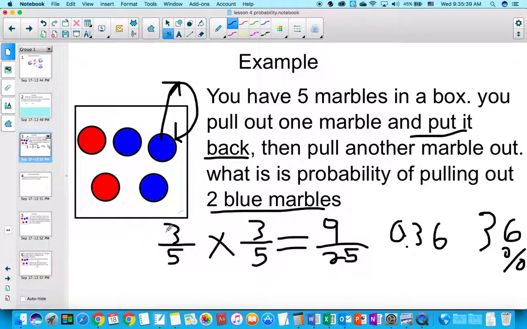So these probabilities don't affect each other, right? Because I put the marble back, the probability of the blue stays the same. So we can say that these events are independent because pulling out a blue marble doesn't affect pulling out another blue one, because we put the blue back.